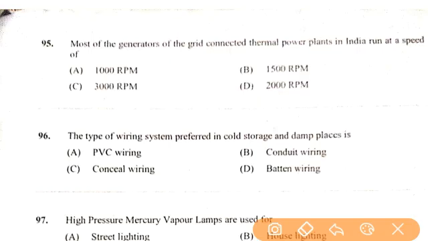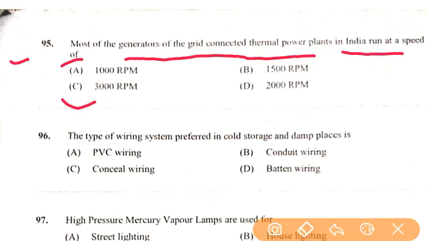In the next question, most of the generators of the grid connected thermal power plants in India run at a speed of 3000 rpm. In thermal power plants and nuclear power plants, the speed is high, that is 3000 rpm. For hydroelectric power plants, the speed is low.